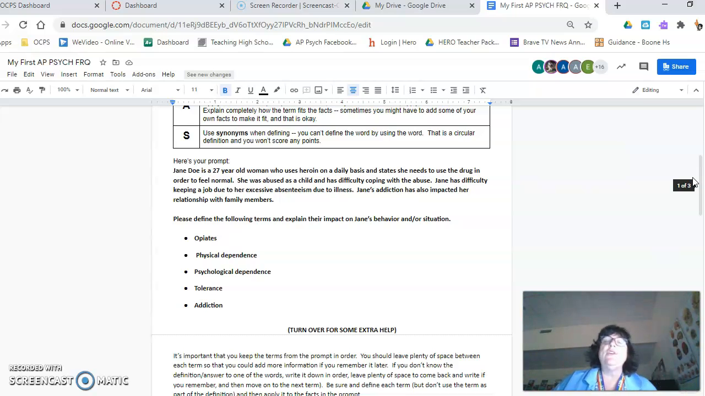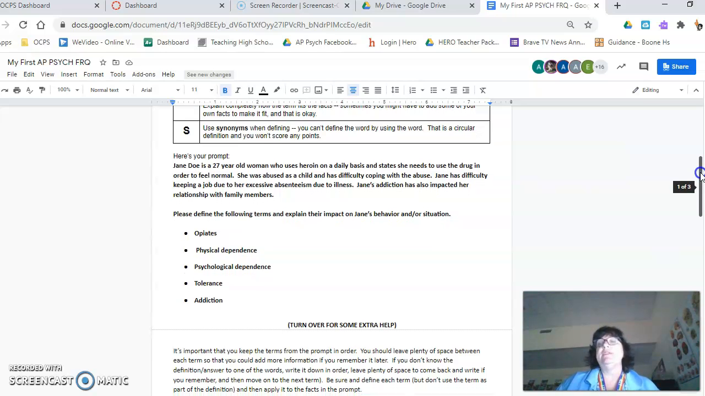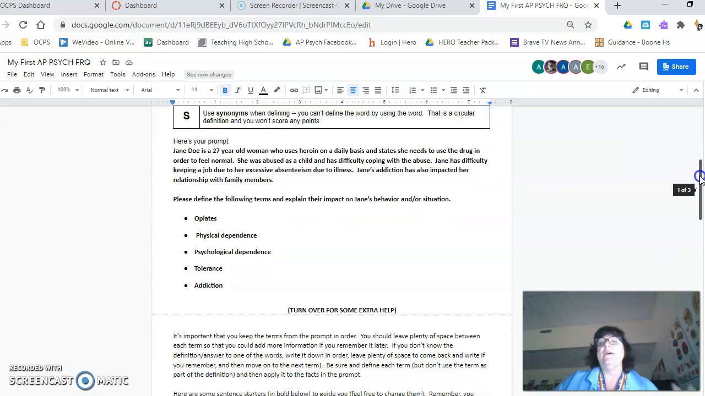And so that's all you have to do. So it makes it pretty simple. The hardest part is knowing the definition, okay? And again, that's why you want to practice it.